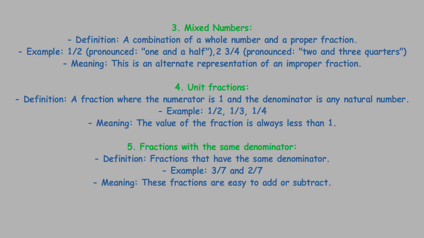Fifth, like fractions. Definition: fractions that have the same denominator. Example: 3/7 and 2/7. Meaning, these fractions are easy to add or subtract.